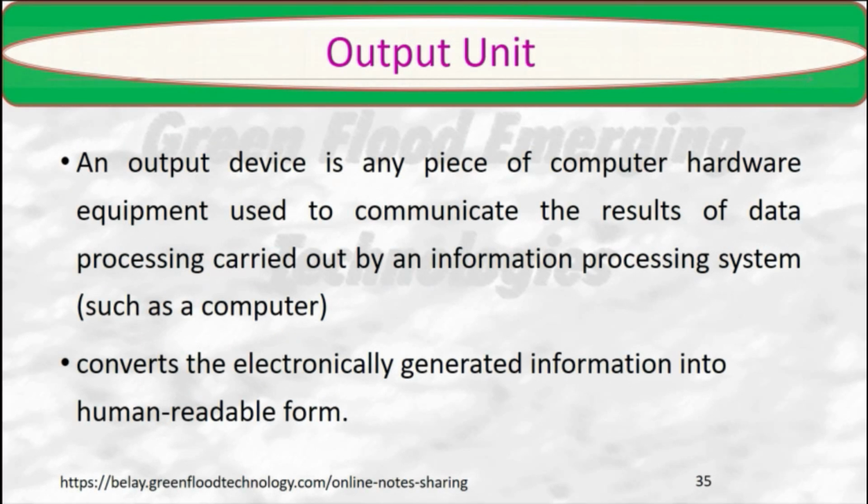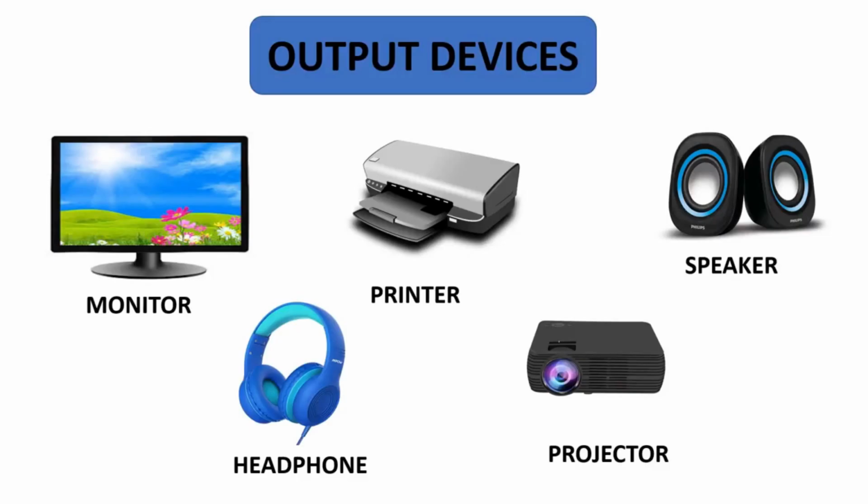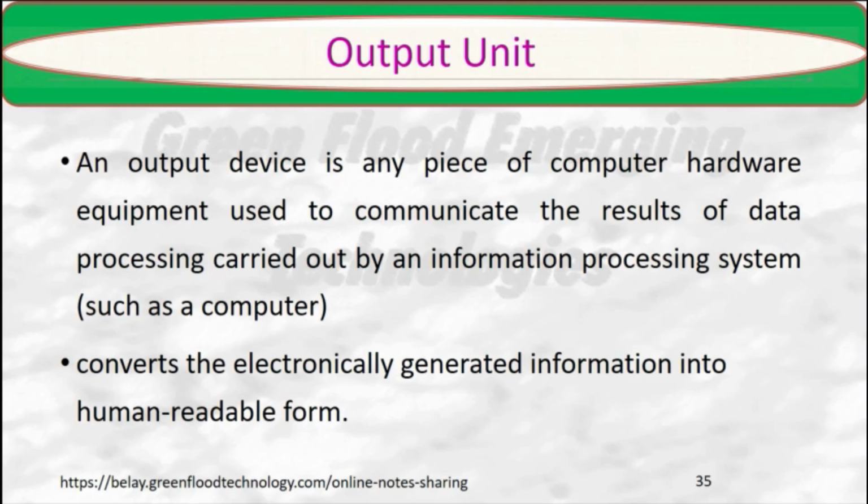The other is the output unit. This is any piece of computer hardware equipment used to communicate the result of data processing carried out by an information processing system. Output is simply that which is understandable to humans, through which information is displayed for end users, or which converts electronically generated information into human readable forms. Output devices are very important.